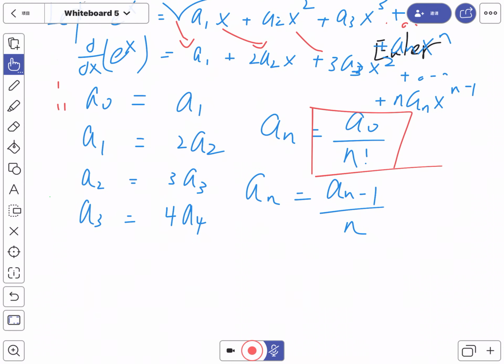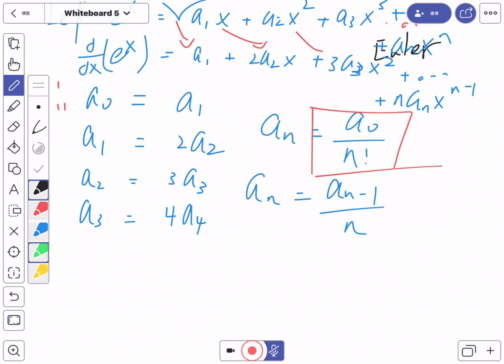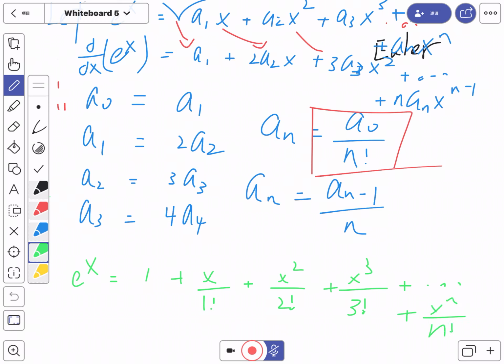Now we're just going to plug it back in. We can see that e to the x is equal to 1 plus x over 1 factorial, which is essentially x, plus x squared over 2 factorial, plus x cubed over 3 factorial, plus dot dot dot plus x to the nth power over n factorial as n approaches infinity. You can see that this is a really powerful insertion, and this will be used to prove the identity.